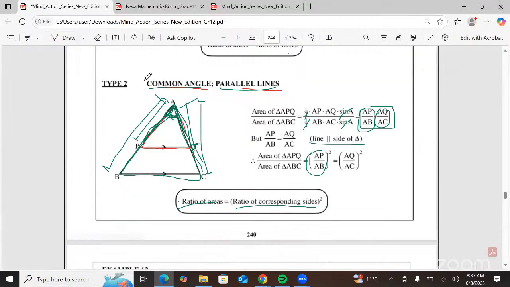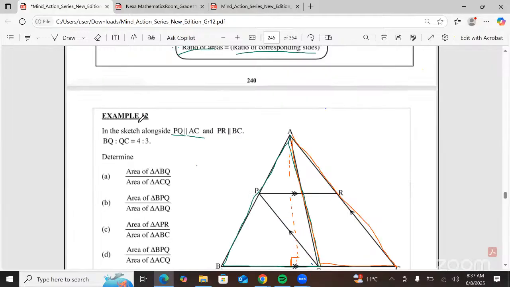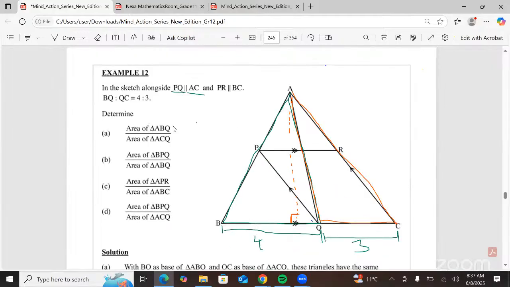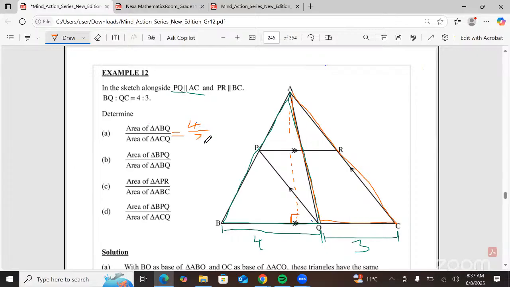So let's come to this one. The numerator is ABQ. So we are going to take the base of triangle ABQ and put it on the numerator. The base for that is BQ, so it's 4. All over ACQ, the base for this one is 3. Then you are done just like that. Does it make sense, guys?